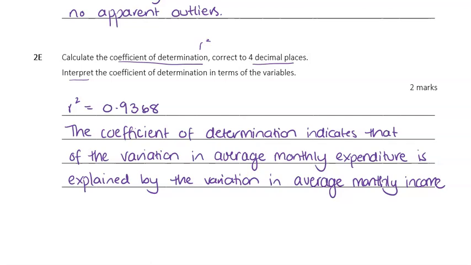So the coefficient of determination indicates that we need to take our 93.68. So we don't round that any further. We leave it as that 2 decimal places as a percentage. Of the variation in the average monthly expenditure, so our RV, is explained by the variation in our EV, average monthly income. So being careful to make sure that you've got that statement in the correct order and that you've given that value to the level of accuracy required.